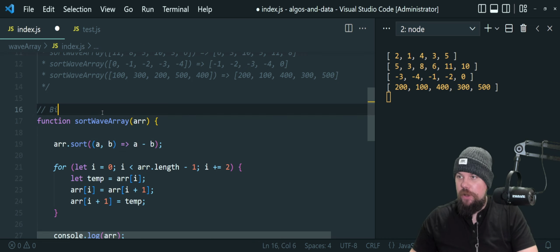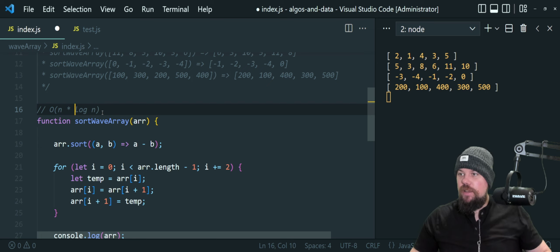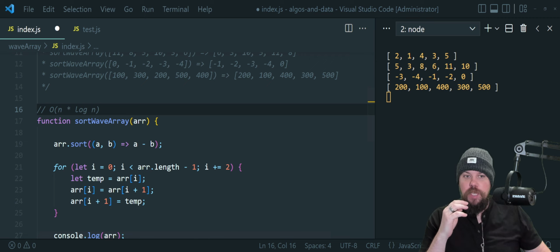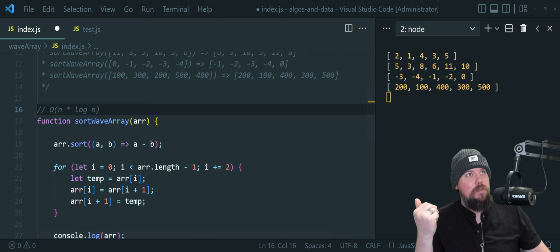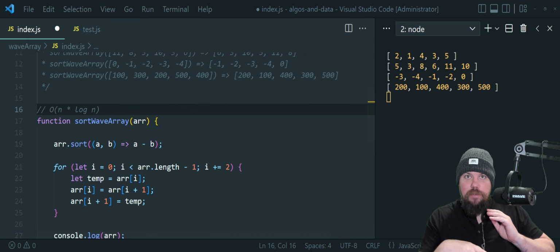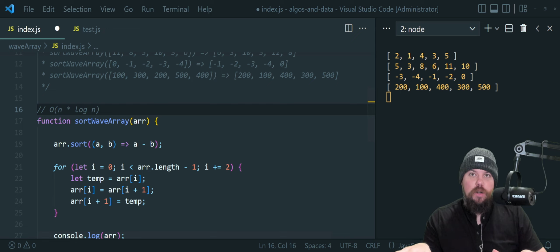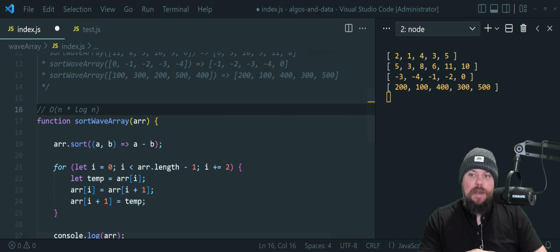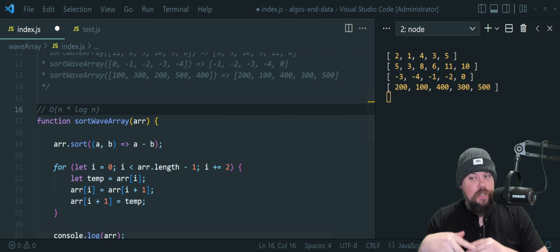The JavaScript sort function has a big O of n log n, where n is the number of elements in the array, right? This is because most JavaScript engines will use quick sort or merge sort algorithms, which have an average complexity of n log n. Again, it really depends on what browser and JavaScript engine you are running your code in. In most modern browsers it's unlikely that we're going to have quicksort with its n squared big O, but we're going to assume this is n times log n for most modern JavaScript engines, based on how their sort function is implemented, right?